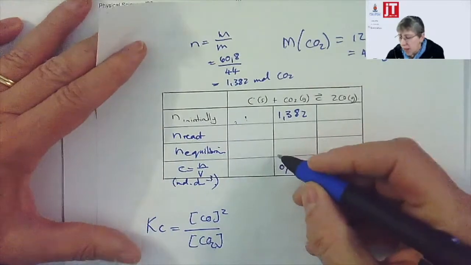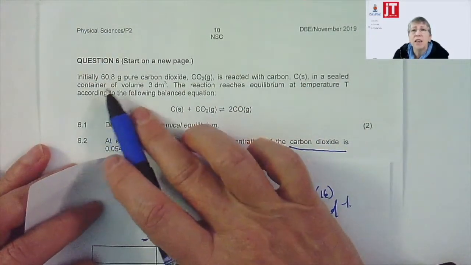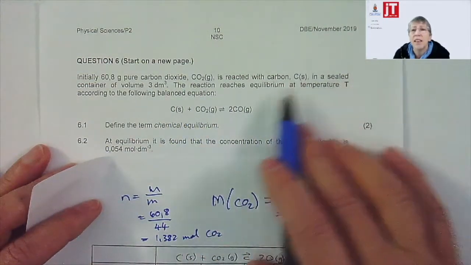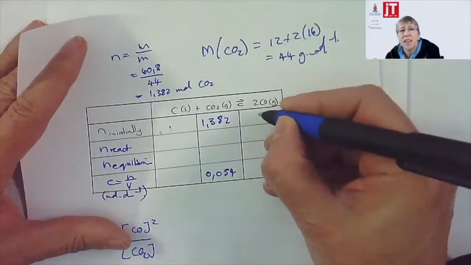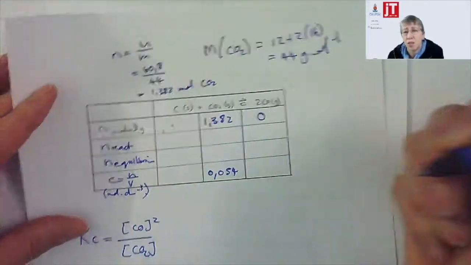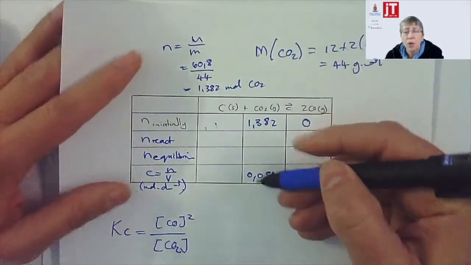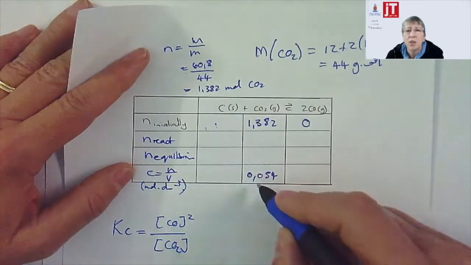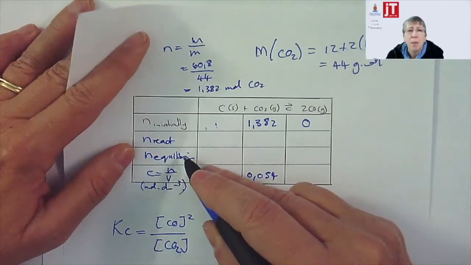Right, now the other thing that you had to read between the lines is that initially they only put CO2 and carbon in a sealed container. So they said nothing about CO, and I can take it for granted that there's nothing to start with. Right, now in this column we've got more than one. So this is the way to start, to say I've got the CO2 concentration at equilibrium. Let's just go back and see how many moles.